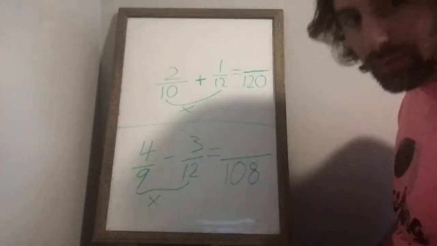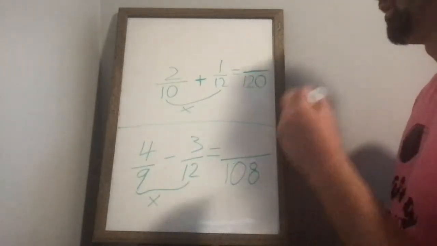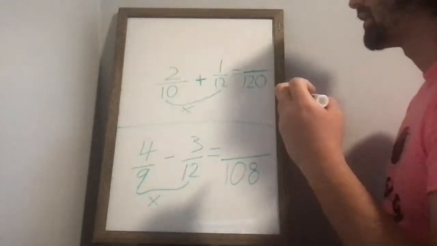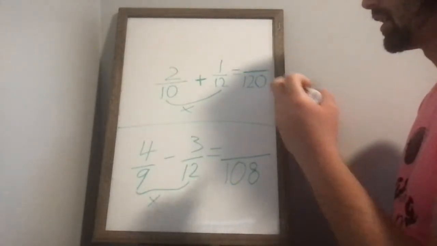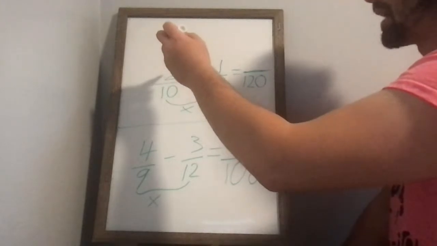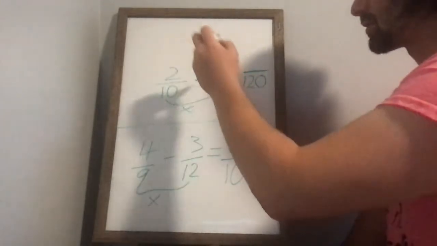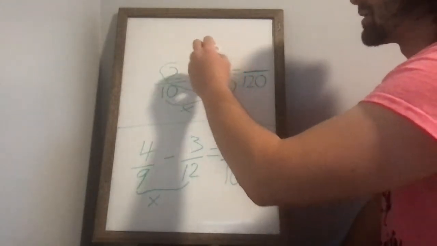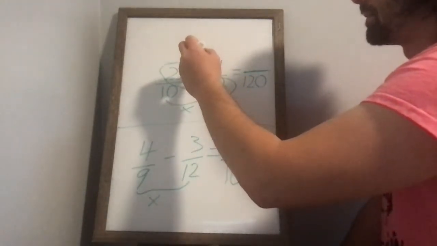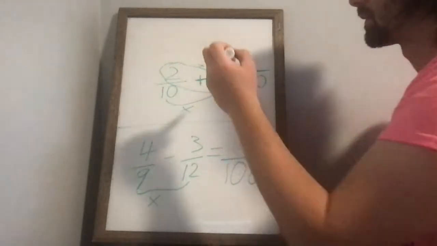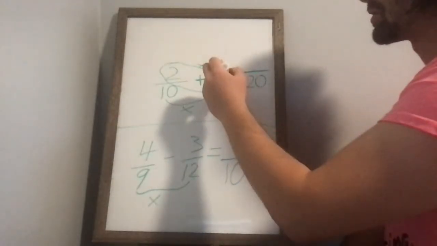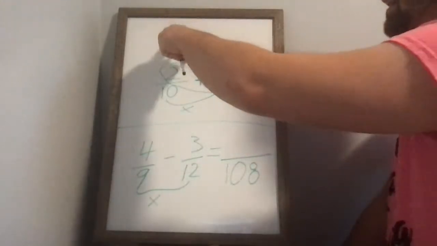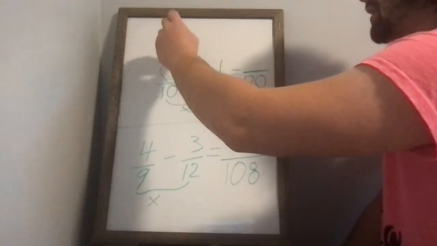Next step. Here we go. So now we have to multiply each of the numerators with the opposite denominator. So for 2/10, we're not going to multiply 2 times 10, but we're going to multiply 2 times 12 because it's the numerator with the opposite denominator. That is what we're multiplying here. So 2 times 12 equals 24, and we are going to put that 24 on top of the circle above the fraction here.